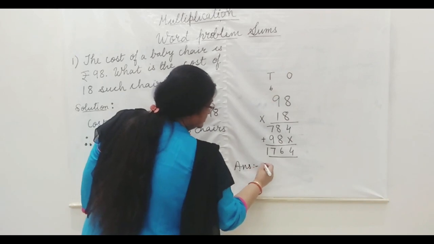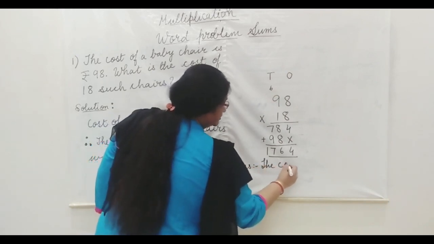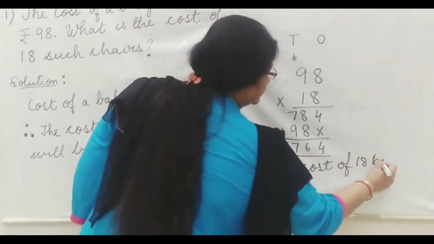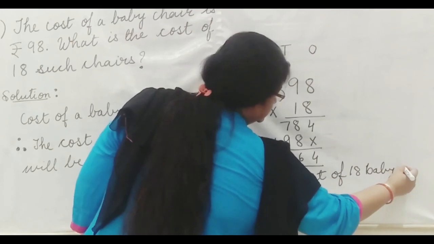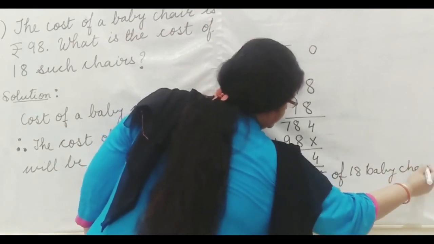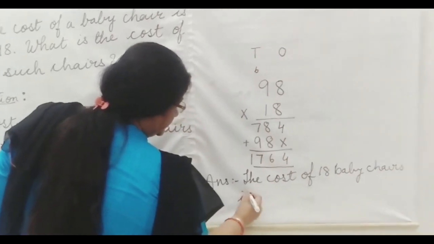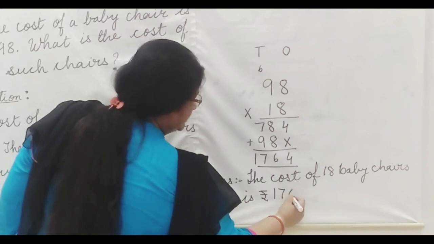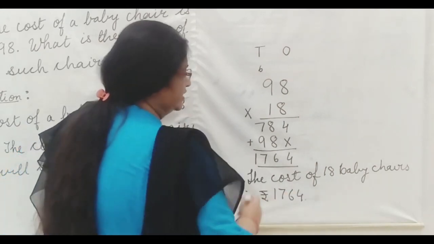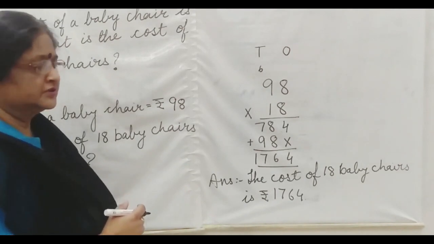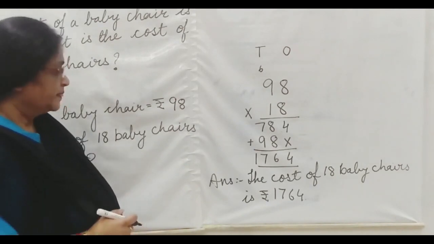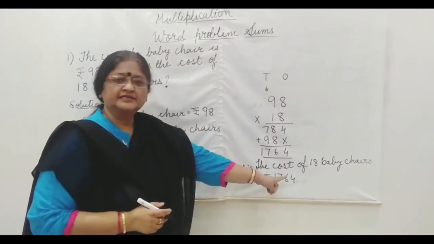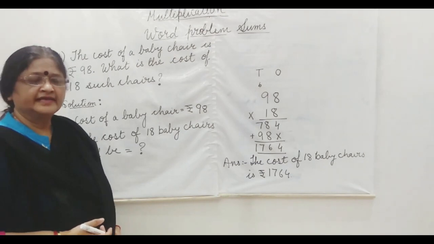The answer: the cost of 18 baby chairs is rupees how much? 1764. So this is the answer. You have found out the cost of 18 baby chairs. That is, the cost of 18 baby chairs is rupees 1764. Now let's do the next problem sum.